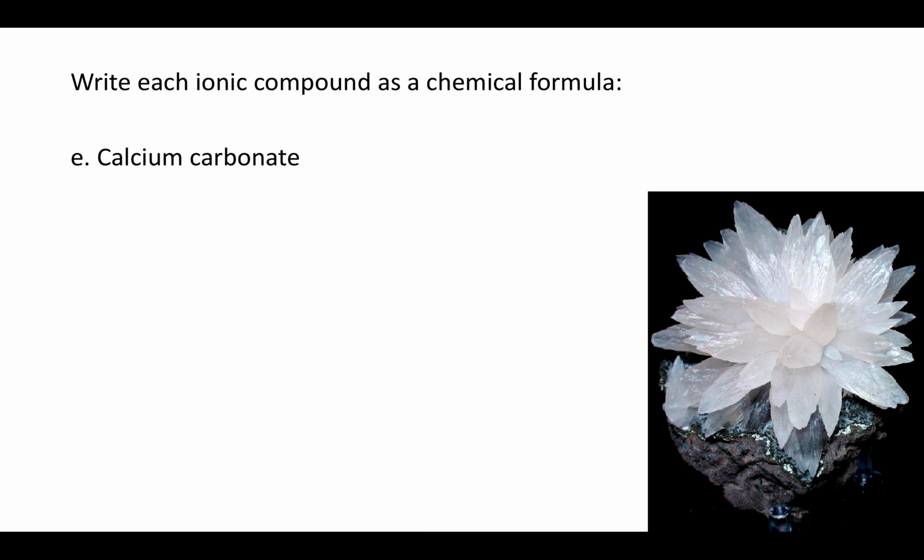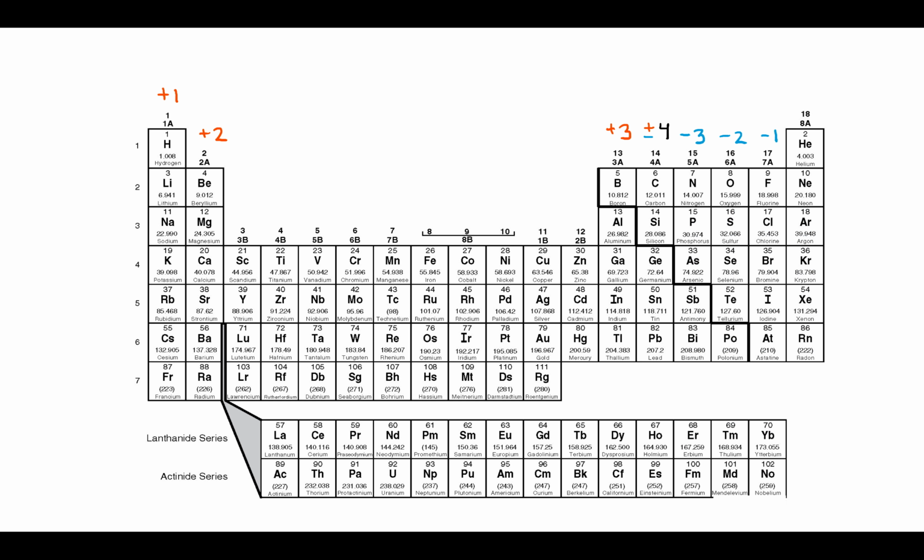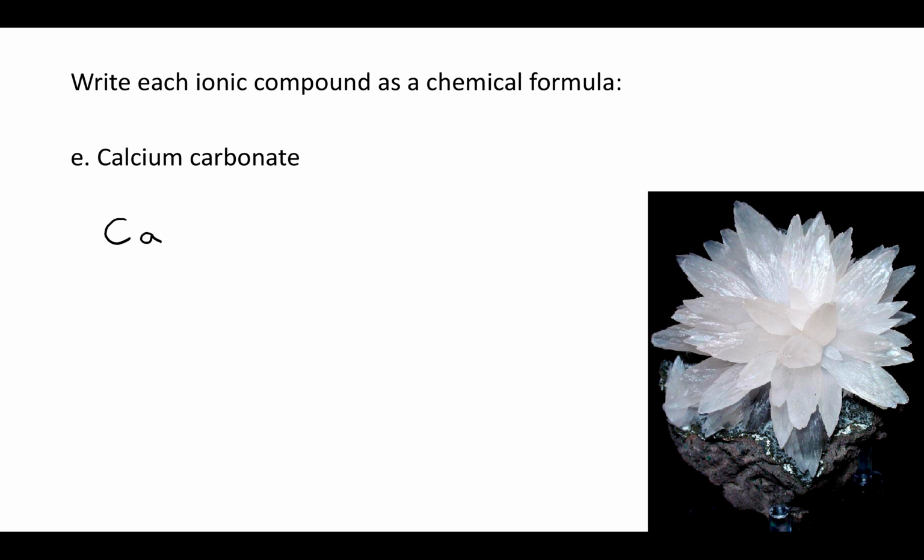How about calcium carbonate? What's the formula for that? So first, let's write each ion separately. Calcium is in column 2A, so it has a +2 charge. So to write that ion, we have Ca with a 2+ in the top right corner.